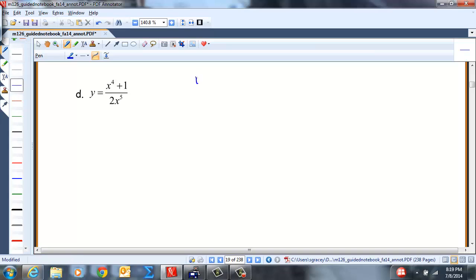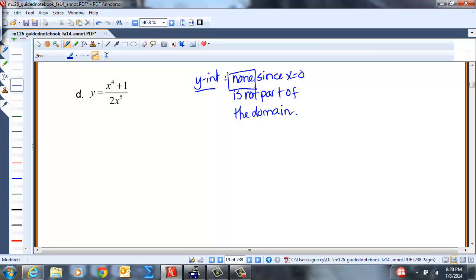So we'll start with the y-intercept. We'll say none, since x equals 0 is not part of the domain of this equation relation. It's actually a function, I think you'll find out. So none. And the x-intercept, let's check it out.